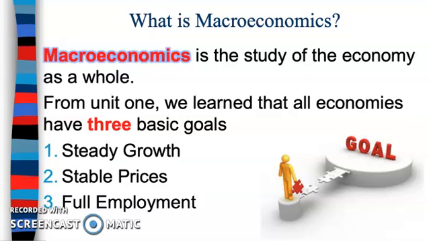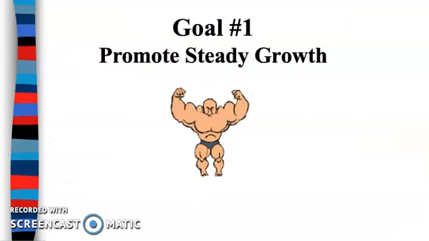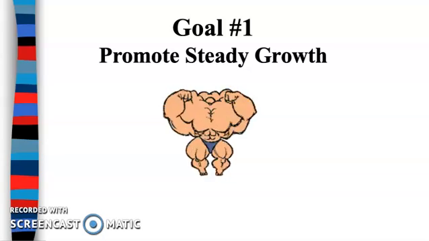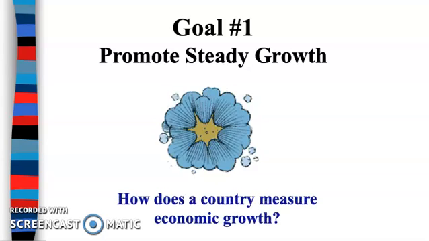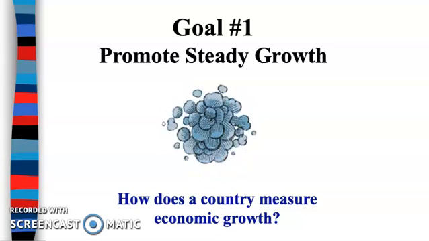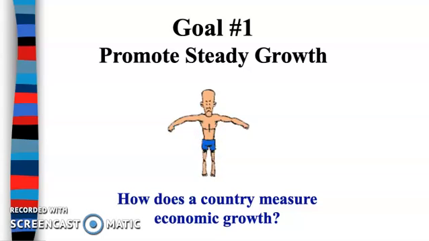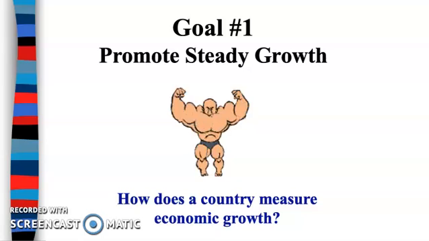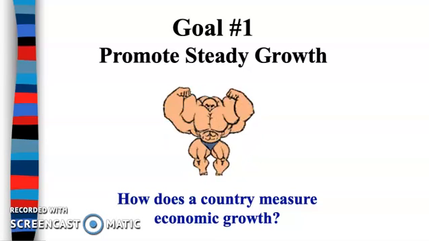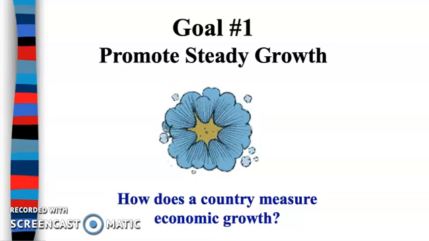Today, we're going to be looking at that first goal of all economies, and that first goal of all economies is to promote steady growth. It's all about the gains. Now, the biggest question that economists have to deal with when looking at steady growth is how do we exactly measure economic growth? To do this, we're going to be looking at GDP. GDP and the types of GDP are how a country measures its economic growth.